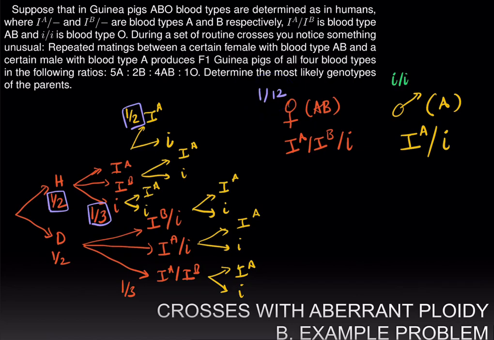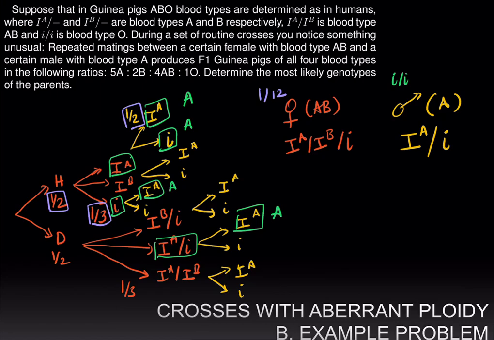For instance, if you are IA, you are blood type A. Or if you're IA, you're blood type A. Therefore, we have 1, 2, 3, 4, 5, a probability of 5/12 to be blood type A.